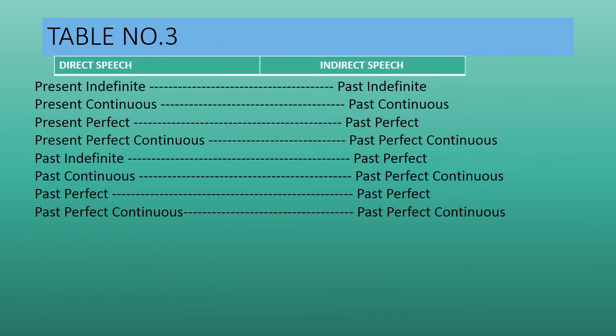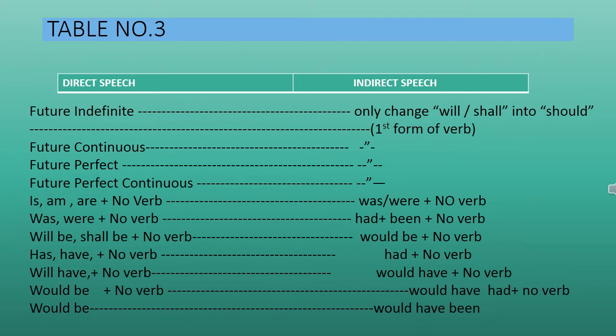Present indefinite changes to past indefinite; present continuous to past continuous; present perfect to past perfect; present perfect continuous to past perfect continuous; past indefinite to past perfect; past continuous to past perfect continuous. Future indefinite: only change will, shall into would, should, with the first form of verb. Future continuous: only change will, shall into would, should. Future perfect: will, shall into would, should. Future perfect continuous: will, shall into would, should.